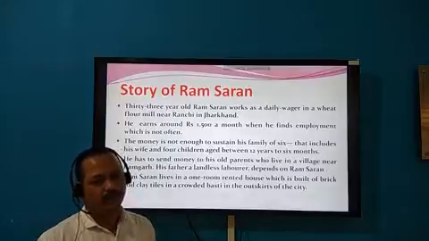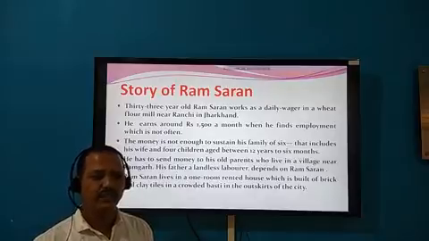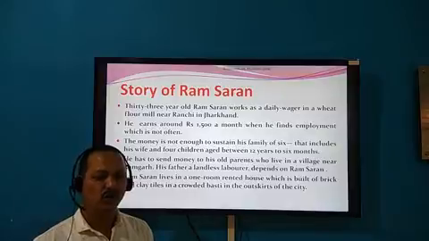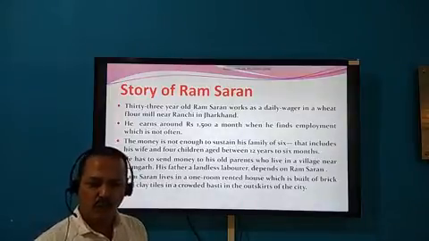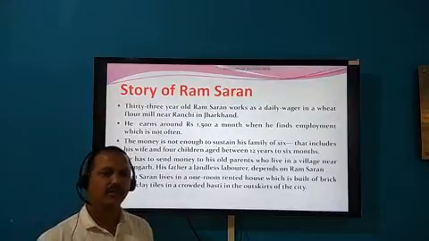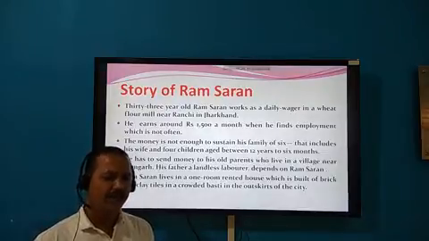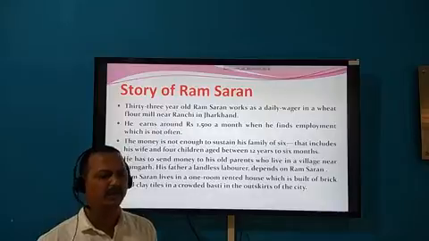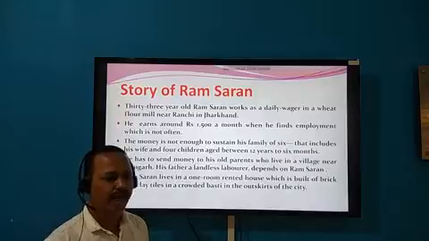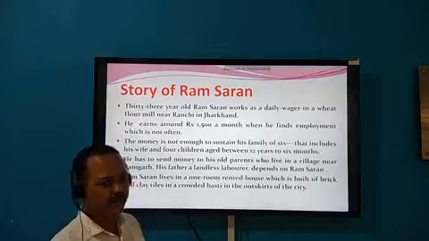His six family members include his wife and four children, aged between 12 years and 6 months. He has to send money to his old parents, who live in a place near Deoghar. His parents totally depend upon the money which is sent by Ramcharan. Ramcharan lives in a one-room rental house built of brick and clay tiles in a crowded basti on the outskirts of the city.